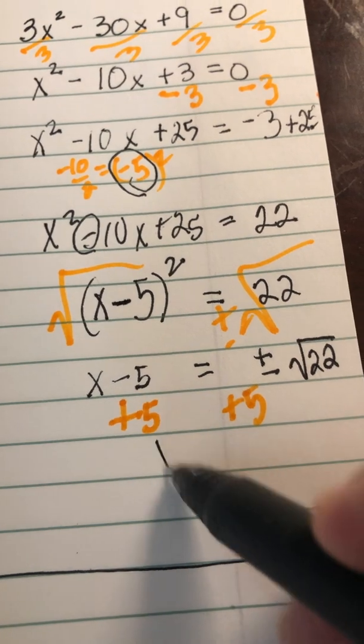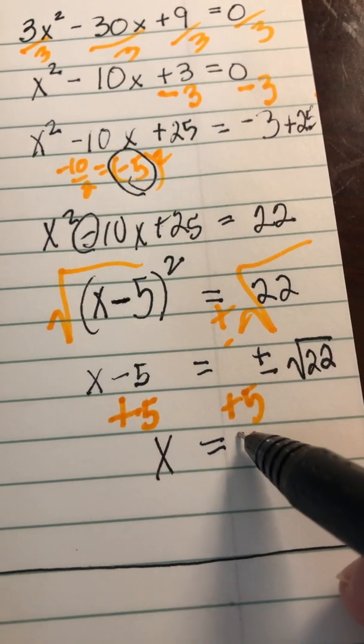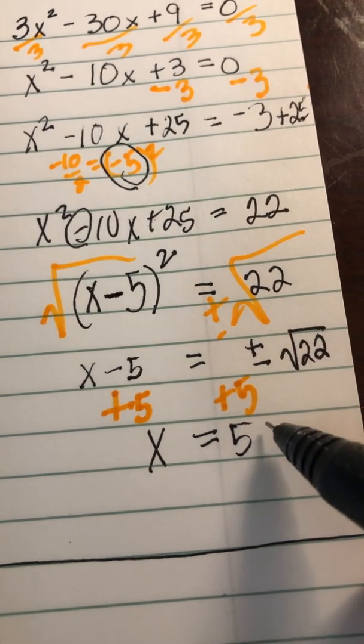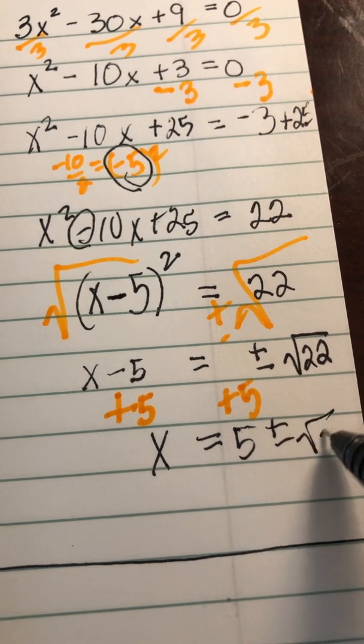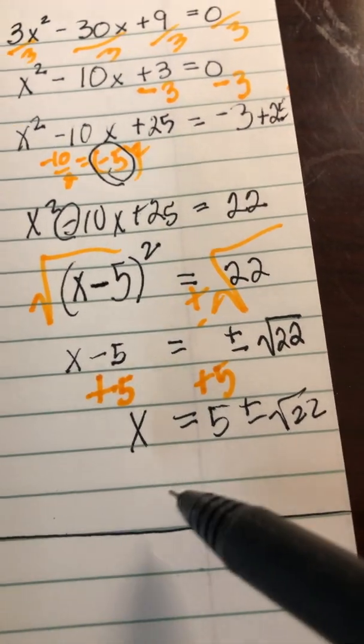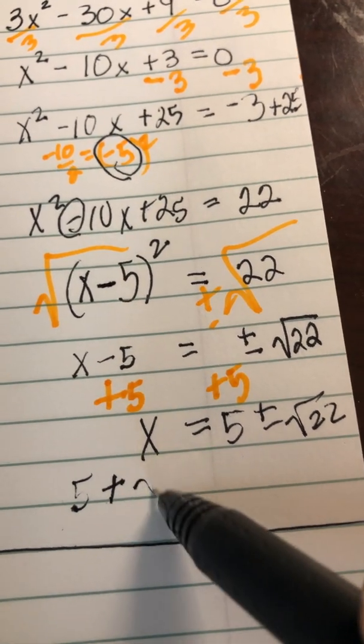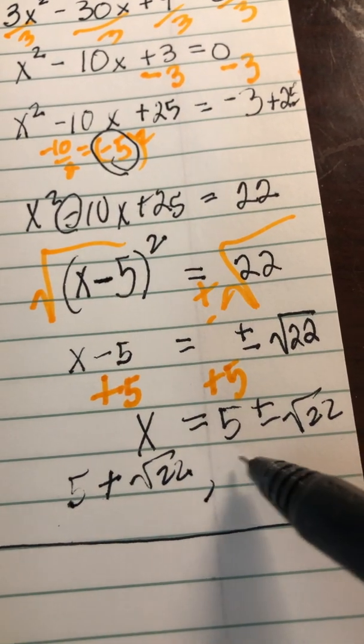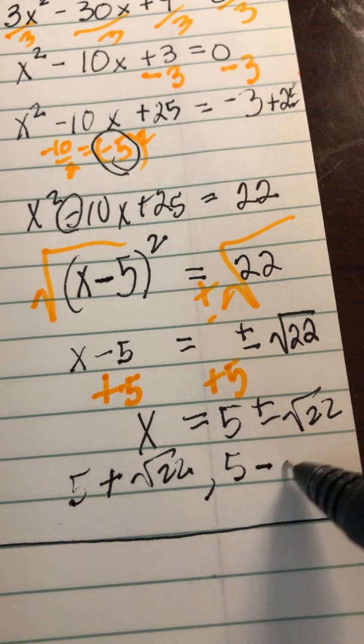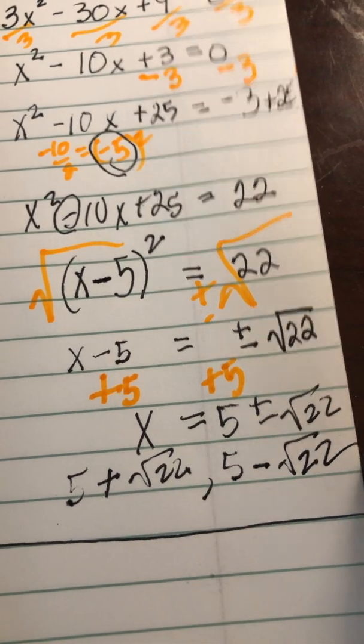And so we have x is equal to 5 plus or minus the square root of 22. That means there's two answers here. One of them is 5 plus the square root of 22, and the other one is 5 minus the square root of 22.